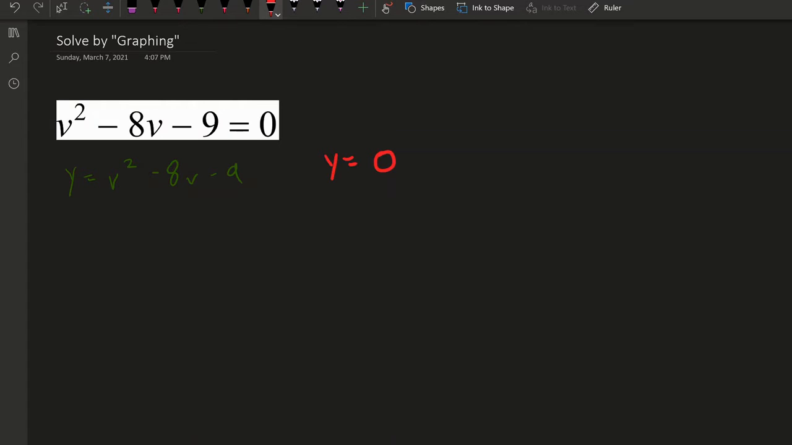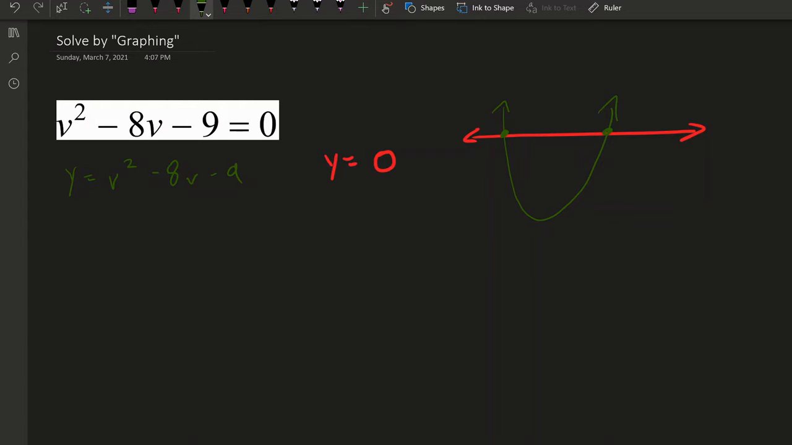Now, the way this should work is I should have y equals 0 looking something like this, and then I should have v squared minus 8v minus 9 looking something like this, and where it crosses, those two should be my answer. And there could be two answers, it could be one answer, or it could be no answers. So let's go ahead and see if we can do some calculations to see if we can find that intersection.